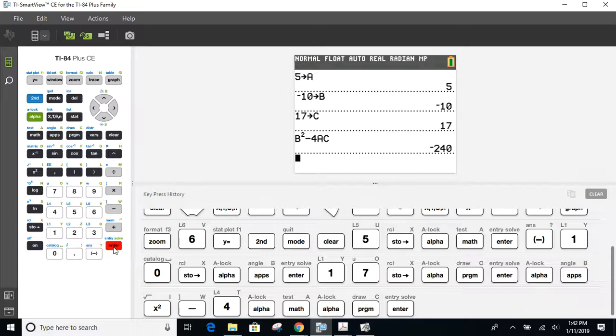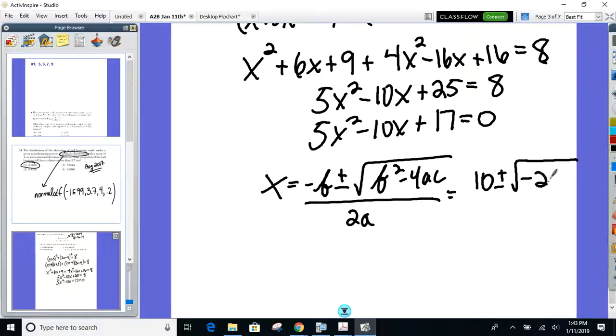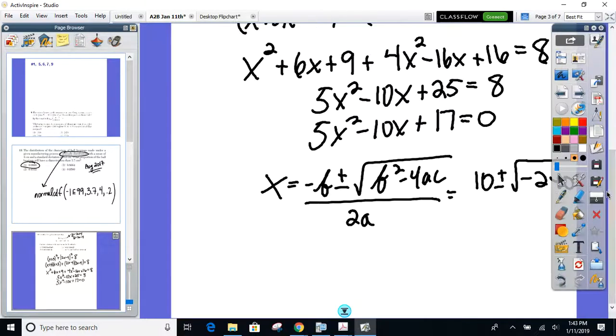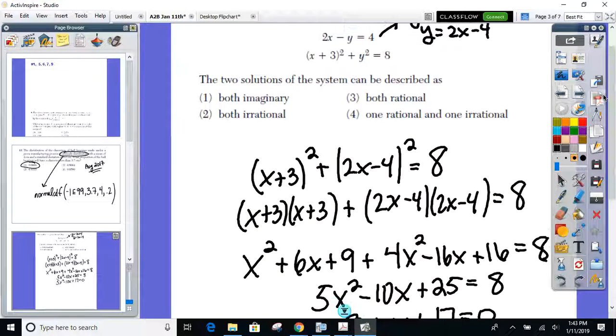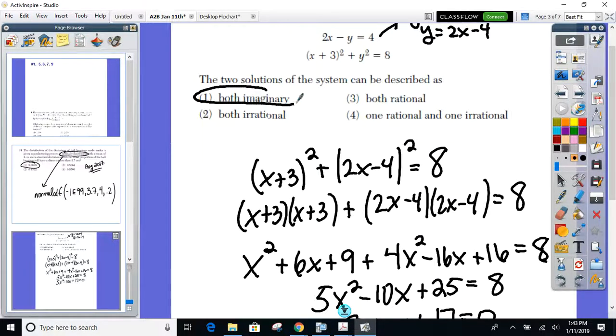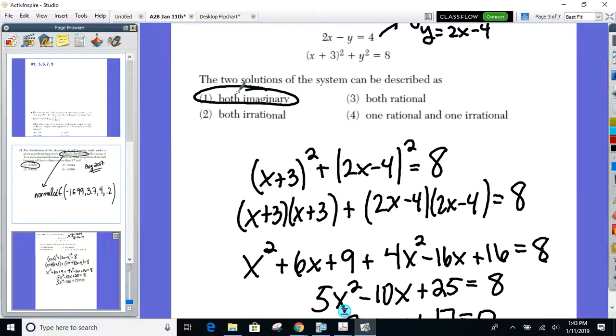Guys, I think we could stop now, can't we? I don't know if I have to go on. Why don't I have to go on to answer this question? In the radical, meaning what type of roots am I going to have if I have a negative underneath the radical? Okay, we're done. No reason to find the roots. They're both imaginary because it came out to be a negative underneath the radical.